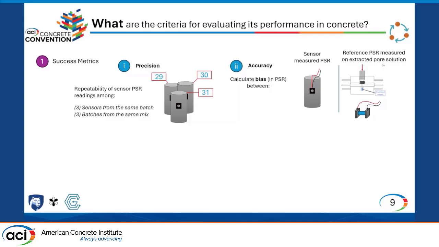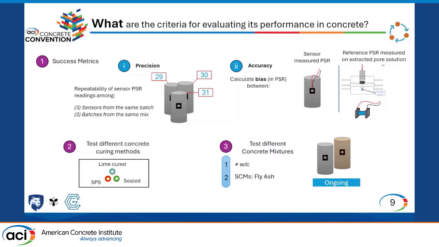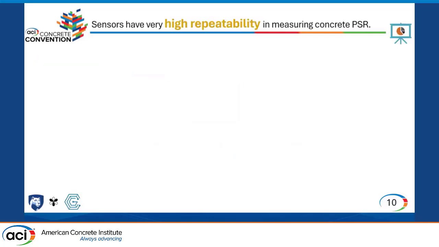And as for accuracy, we want to compare the sensor measurement to a reference method, and we selected pore solution extraction since it's more accurate. So we crushed concrete, measured the solution resistivity, and compared it to our sensor measurement. We had to test different curing methodologies, so we specified lime curing, sealed, and simulated solution. And lastly, we tested different water cement ratios and the involvement of SCMs. This part is still ongoing, but I'll try to explain some of the results.